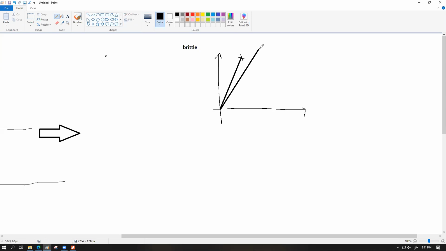A little bit of curve, in the sense that for this material, the proportionality limit and the elastic limit are the same. The breaking point is also the same.